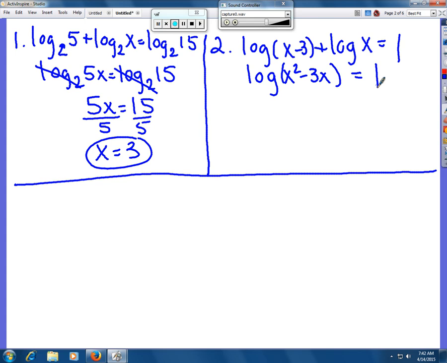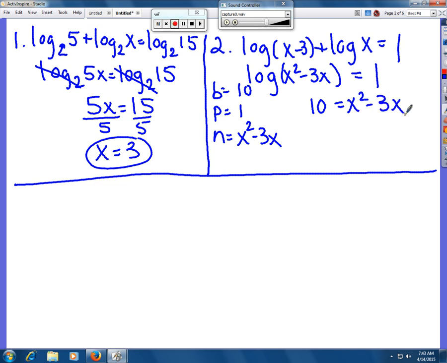Well, I don't have a log on this side, so that tells me I'm going to convert to exponential form. So I need a b, a p, and an n. And my b, since there's no base showing, is 10. P is the number on the right, and n is this expression in your argument. So I write 10 to the 1. I don't have to write the 1. 10 to the 1 is just 10. Equals x squared minus 3x.